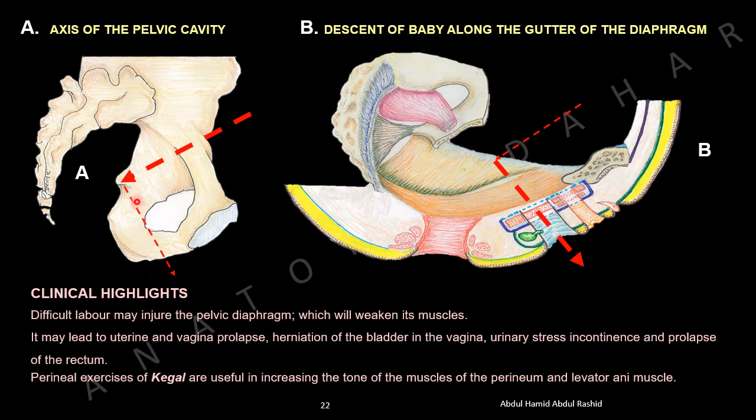What makes this thing go like that? We have the pelvic diaphragm here. It is gutter shaped. We know about that. Gutter shaped, like an open book.